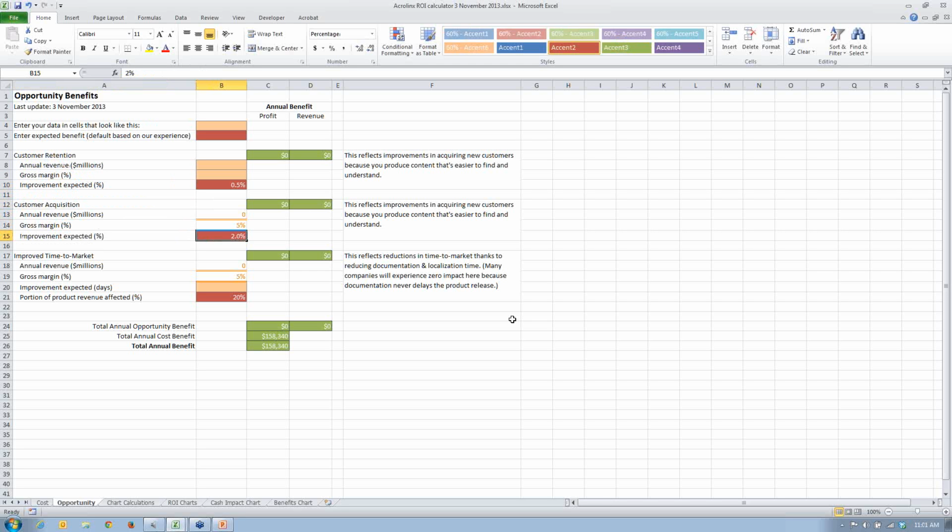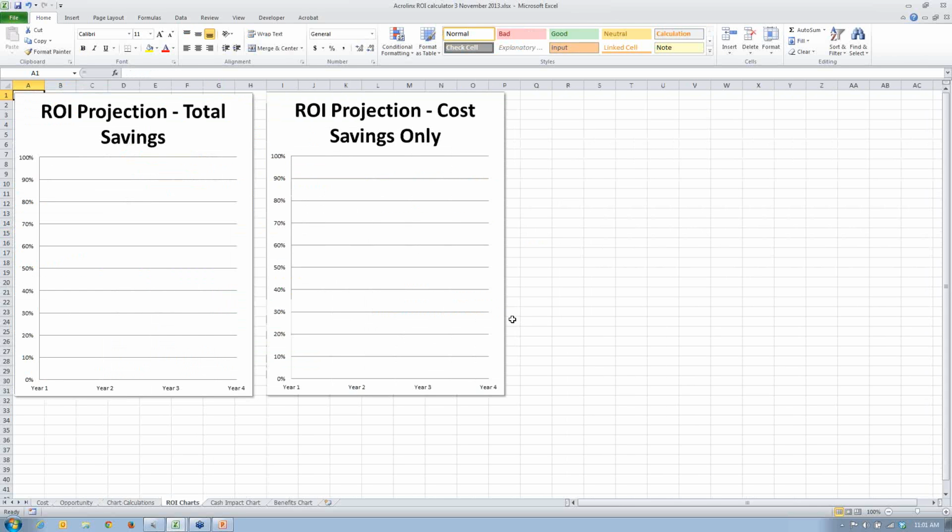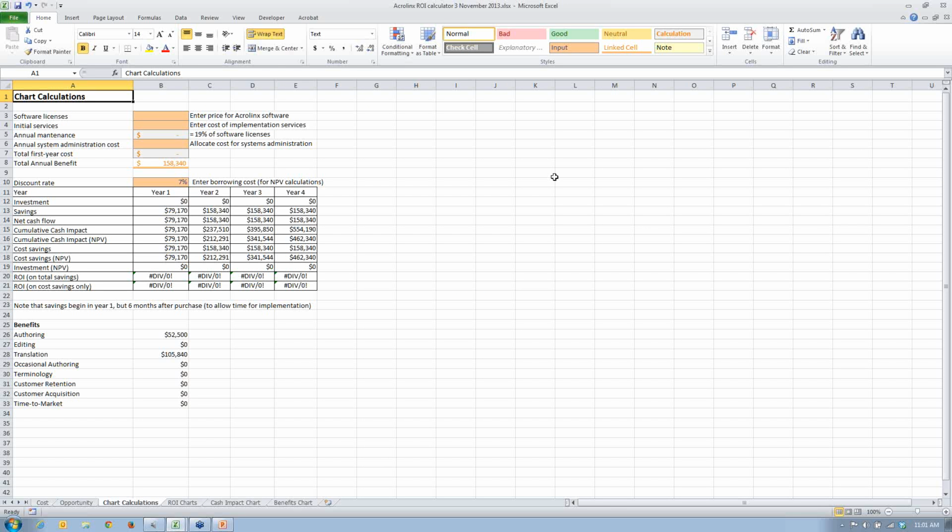So that's why these are soft benefits, right? That's why these are just estimates. And that's why when you see these ROI charts, that's why there's two of them. Total savings, which include the soft benefits, as well as just the hard savings only.